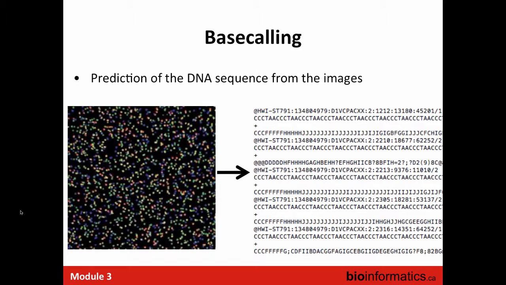But each spot is a different piece, potentially. Each spot is a different DNA molecule. Does one of the lines correspond to the position? Yeah, actually. In this, the first line is the name of the read. I believe it's the last two numbers in the first line. That's the coordinate of the dot on the flow cell.